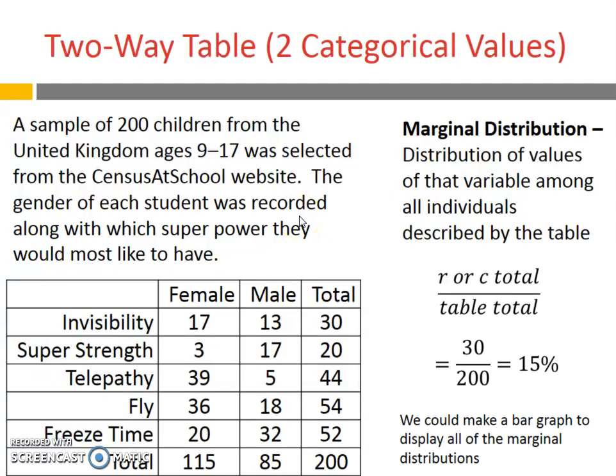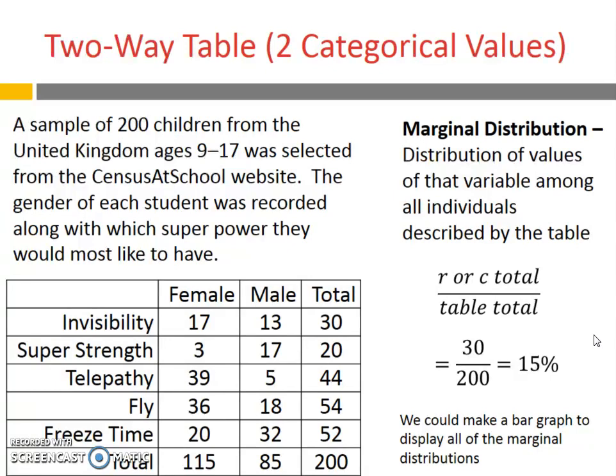So, for example, say we wanted to find the marginal distribution of invisibility. We would take the invisibility total, which is 30, over the table total, which is 200, and you would get 0.15, and we convert that to 15%. Okay. You could make a bar graph if you wanted to display all of these marginal distributions.